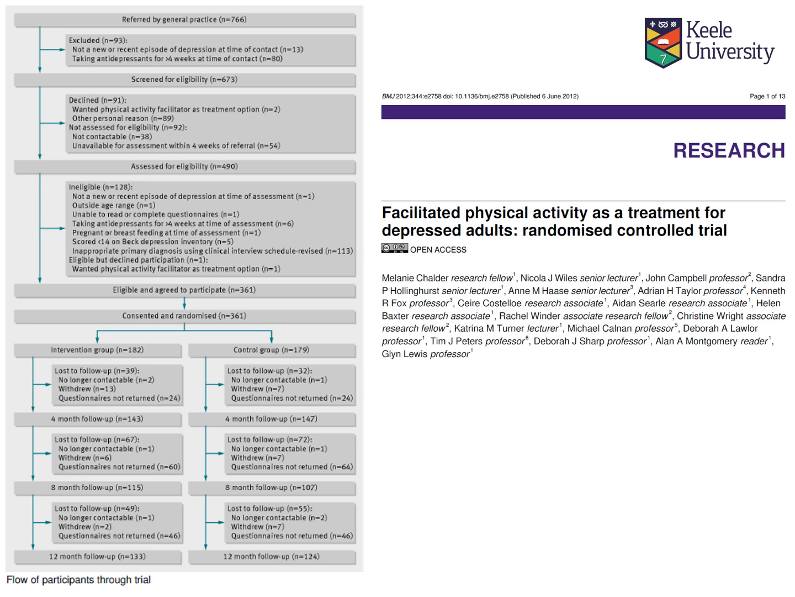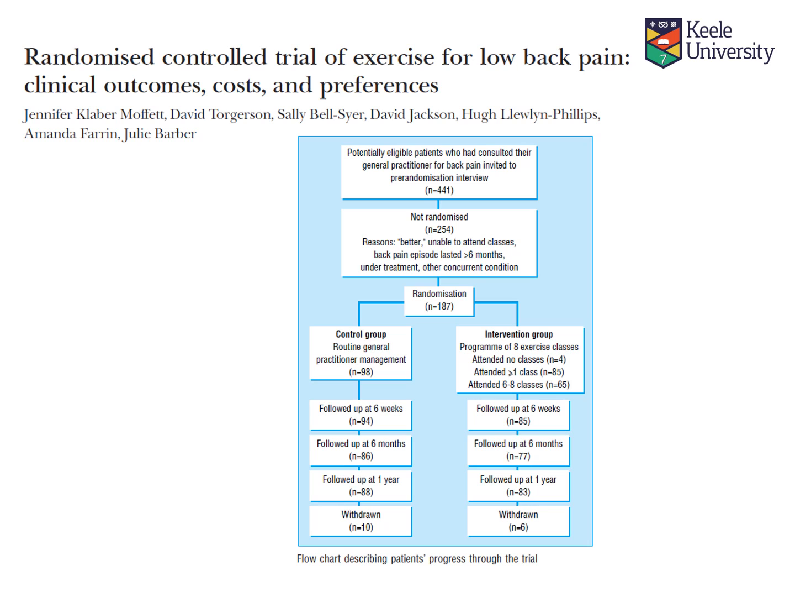And what you want is not exactly similar numbers staying as were allocated. That's very unlikely. People will drop out for whatever reason. But what you want is that the dropout should be comparable in both arms, not many more people dropping out in the intervention or in the control compared to the other. If there are differences in the attrition, then that's a problem and that will introduce attrition bias. And this is another example of a flowchart.